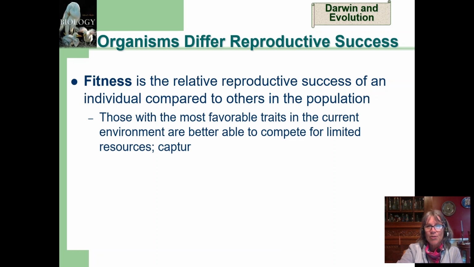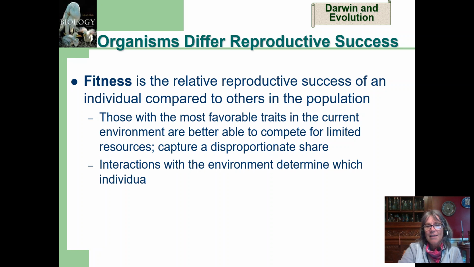Those with the most favorable traits in the current environment are better able to compete for limited resources. So they're better able to compete. They capture a disproportionate share of resources, which they can then use for their own growth, for their own maintenance, and to have additional energy required for reproduction. Interactions with the environment determine which individual is going to reproduce the most.